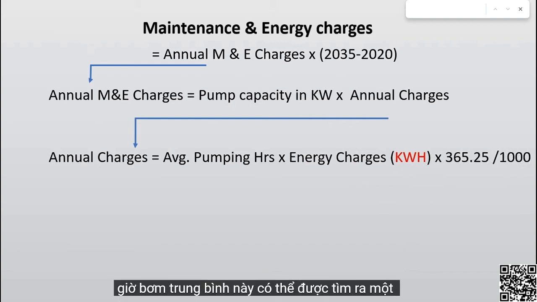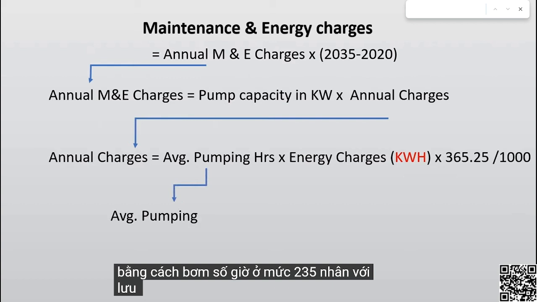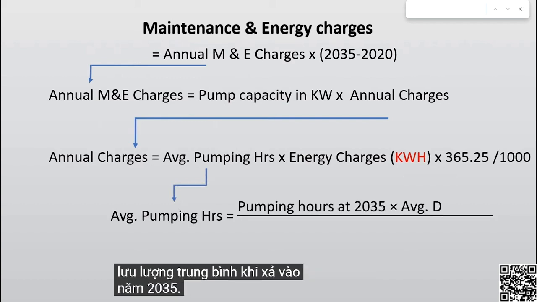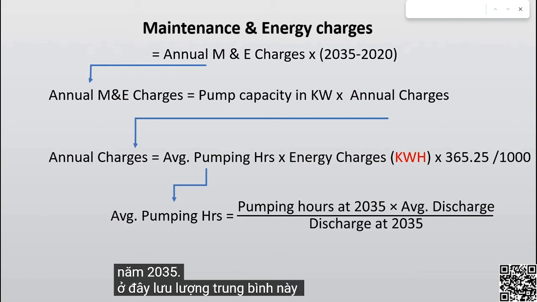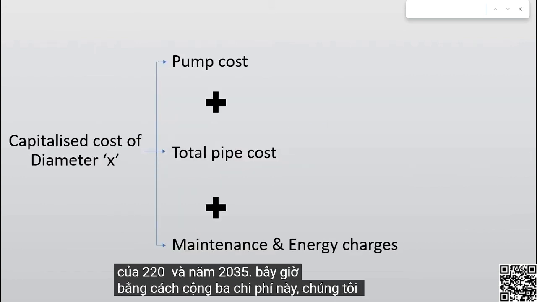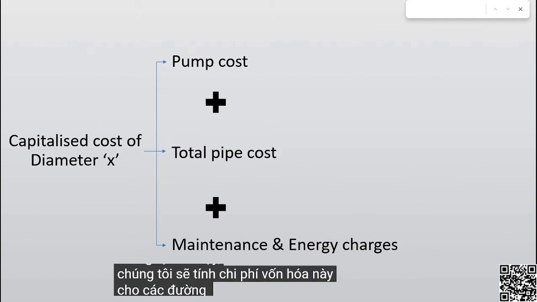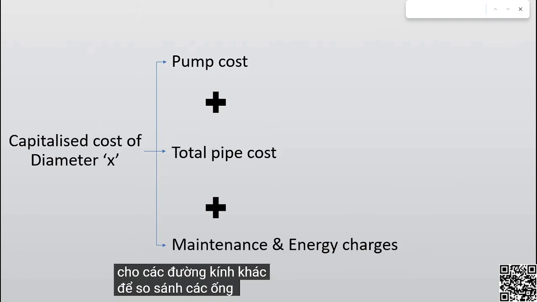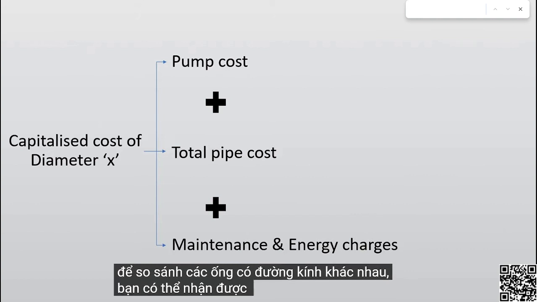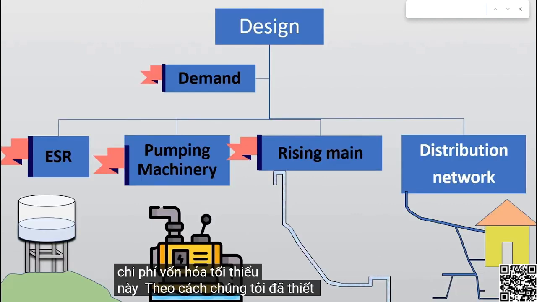These average pumping hours can simply be found out by pumping hours at 2035 multiplied by average discharge upon discharge at 2035. Here, this average discharge is just the average taken of demands of 2020 and 2035. Now, by addition of these three costs, we will get the total capitalized cost for the particular diameter of rising main. Likewise, we will calculate this capitalized cost for other diameters. So, comparing different diameter pipes, you can get the diameter which has minimum capitalized cost. This way, we have designed the rising main.